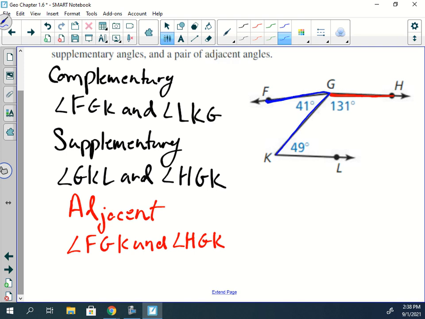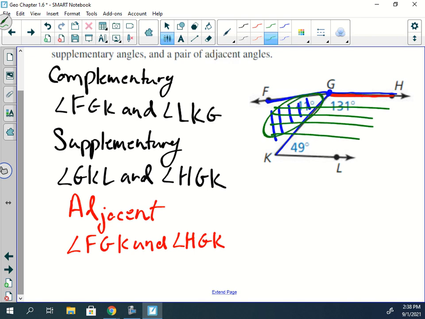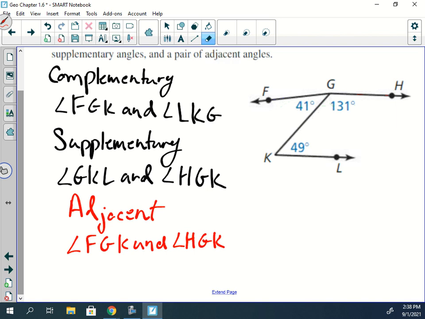FGK and what? FG. Well, if we have this, they have a common vertex and a common side, yes? Are all the points in here also shared in the bigger one? Those overlap, don't they? For it to be adjacent, they can have no common interior points. So since these share all these points in both angles, those would not be adjacent. If we have two adjacent angles, they cannot be contained in each other. One cannot be inside the other for them to be adjacent. Questions on this here?